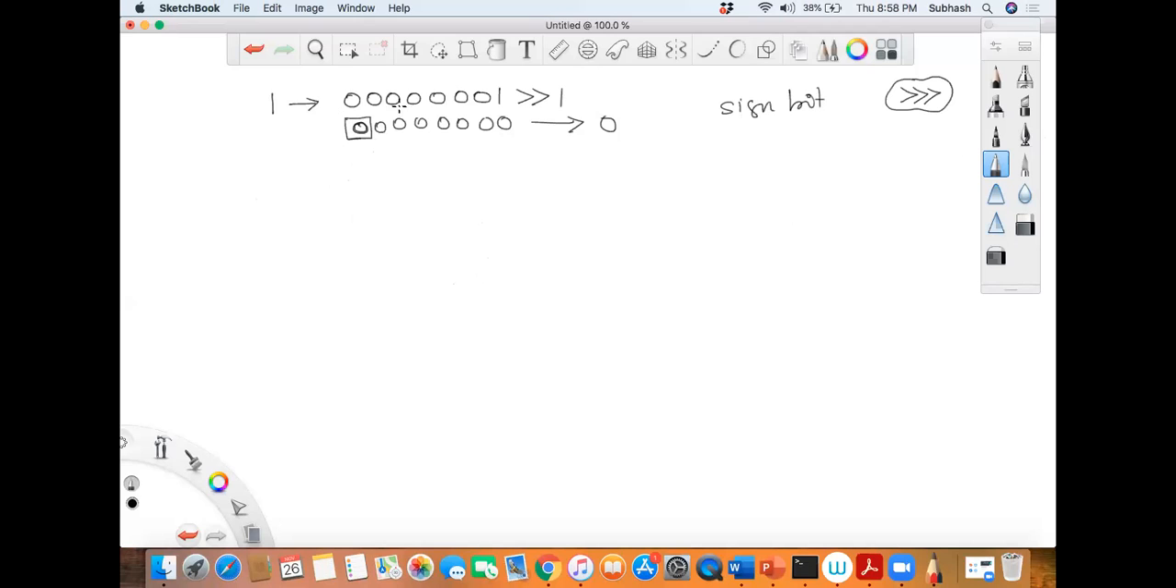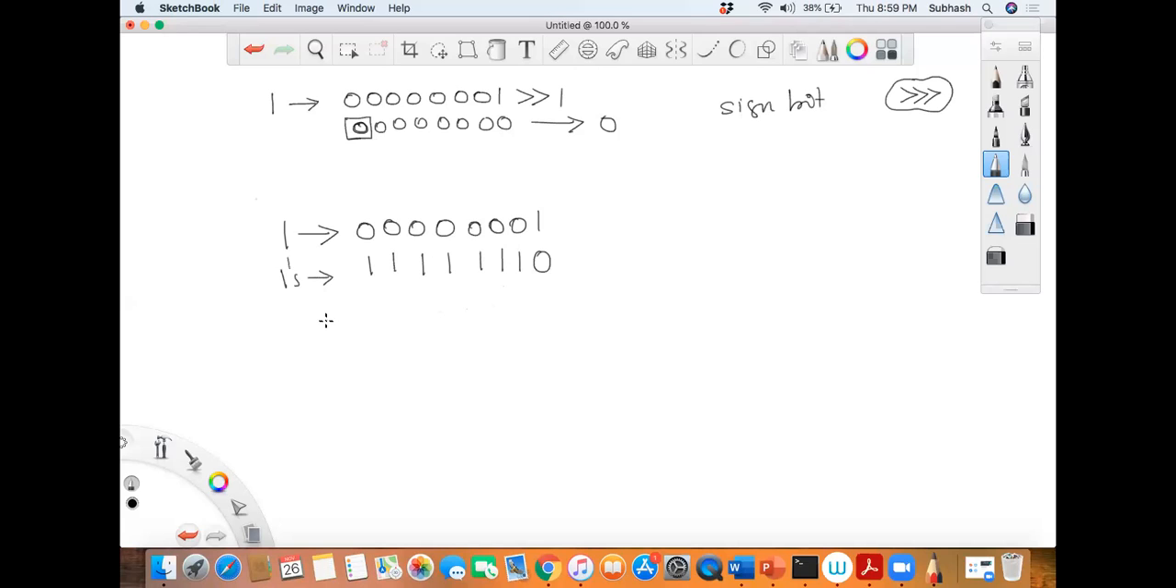Now, how do I represent 1? Let me write 1 once again: 0, 0, 0, 0, 0, 0, 0, 1. This is 1 in binary, correct? Now, how do I find the 1's complement of this, guys? It is 1, 1, 1, 1, 1, 1, 1, 0. Inverting all the bits gives your 1's complement, right? Now, what is 2's complement?